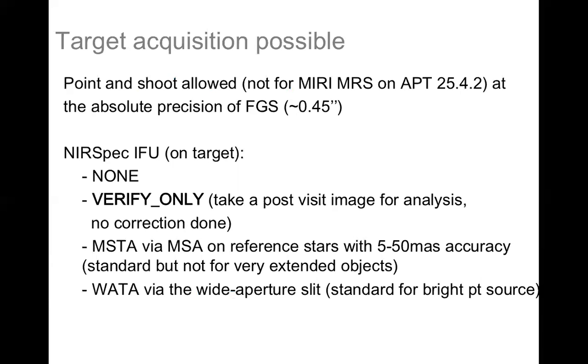The standard target acquisition mode is called MSATA, so it's done via the MSA. It is the standard mode if you have a small object, and it will be done on reference stars. Instead, if you have a very bright and very compact source, you might want to choose the wide aperture target acquisition mode, which will use the wide aperture slit to perform the target acquisition on your science target.